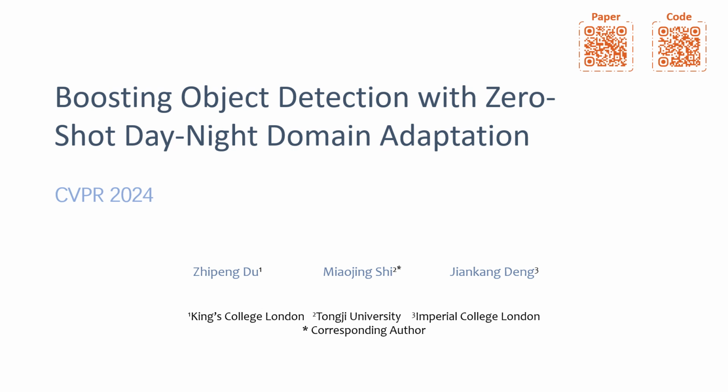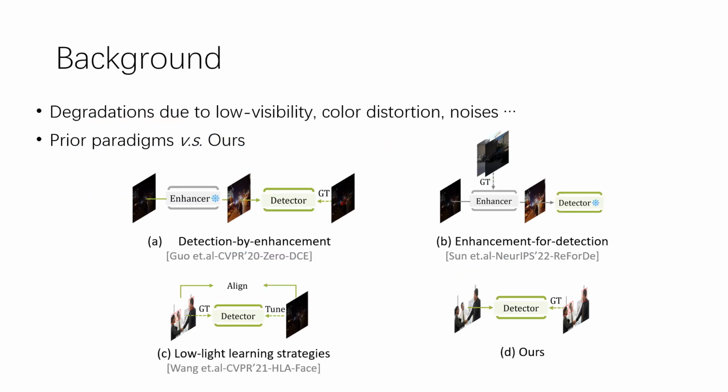In this video, we present boosting object detection with zero-shot denied domain adaptation. Object detection is a crucial computer vision task. However, the models could suffer from degradation when encountering some extreme situations, like low-light scenarios. In low-light scenarios, there are degradations due to low visibility, color distortion, and noises.